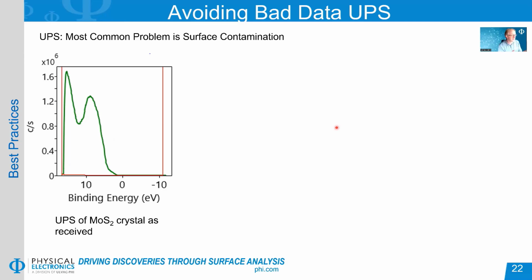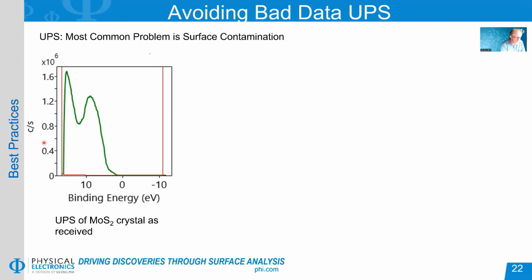So here's an example that I have. This is a UPS spectrum of molybdenum disulfide crystal as received. And by as received, I mean I peeled off the top layer with some tape and then stuck it in vacuum. So it was a relatively minimal exposure to air. But you can see that this is a pretty broad, featureless spectrum without a lot of detail in it. And when you see that, especially if you have a material that's crystalline or polycrystalline, that's a good indicator that you have too much dirt and junk on your sample.